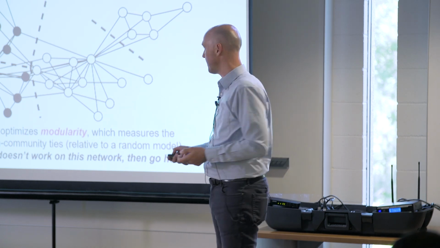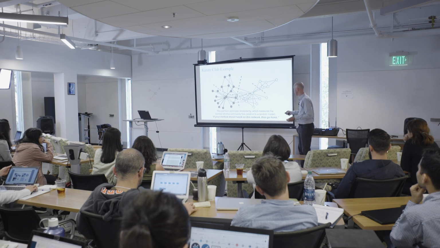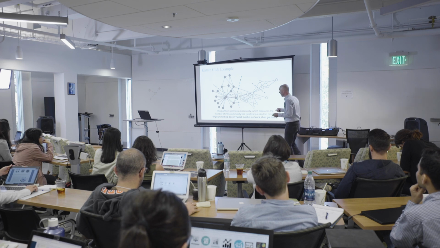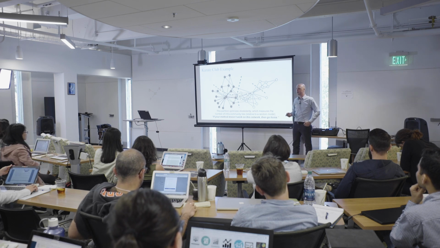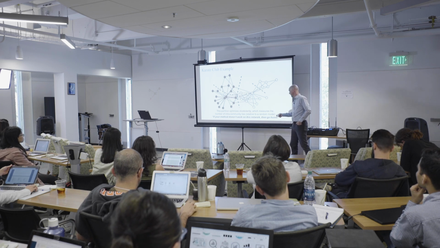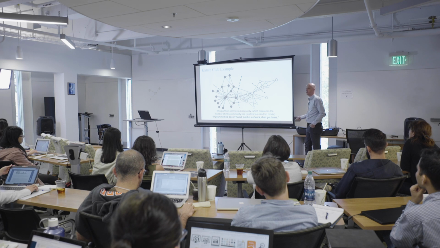There are many other ways to cut this into 2. Virtually all reasonable ways to cut this into 2 split it this way, except for maybe one or two people in the middle here, because there's some overlap. So much so that if your method does not nearly split this into 2, then in the infamous words of Eric Kolaczyk, who's a statistician at BU, if your method doesn't work on this network, then go home.